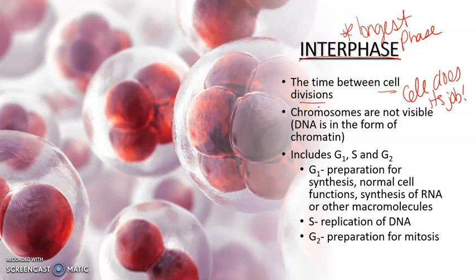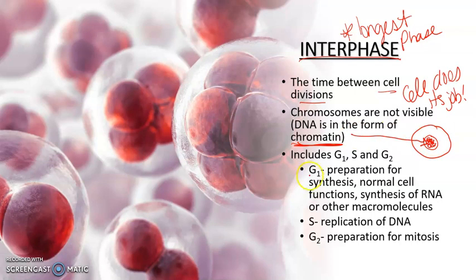At this point during interphase, we're not going to see chromosomes. You know those little X's that they showed in the previous pictures? We're not going to see chromosomes. We're going to see them in what's called chromatin. So what we'll see is this big mess, this big spaghetti mess. That is chromatin. It's unwound DNA.